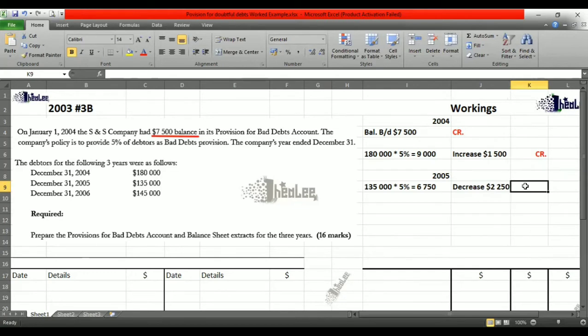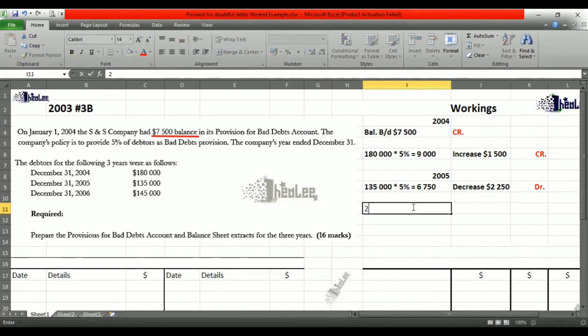So that is the amount that will be recorded in the profit and loss account for 2005. Now, because there is a reduction, we are going to debit our provision for doubtful debts account. So our provision for doubtful debts account will be debited while our profit and loss account is credited. On to the last year, 2006. So we're on to the final year, 2006.